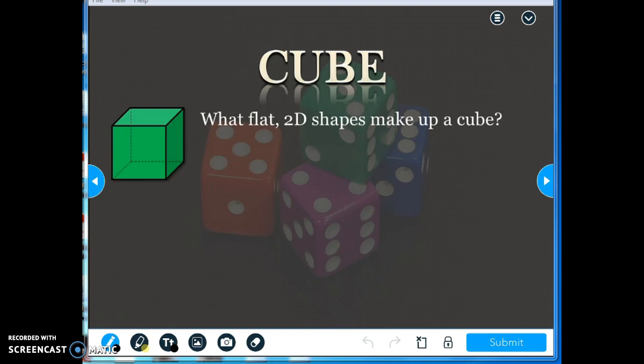So Nearpod offers us a lot of really great options for utilizing that connection of learning and that instant feedback, which we know provides students with so much growth.